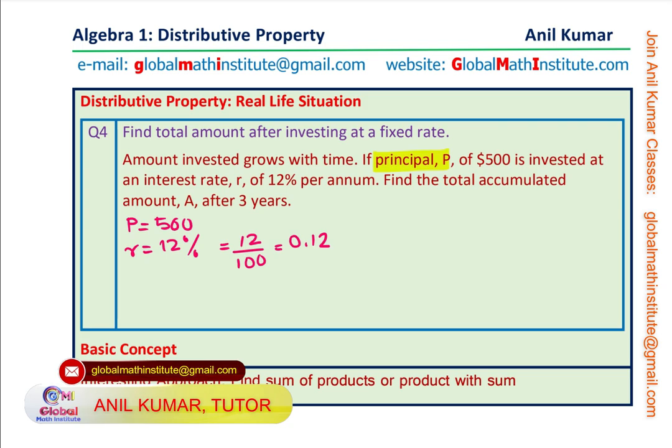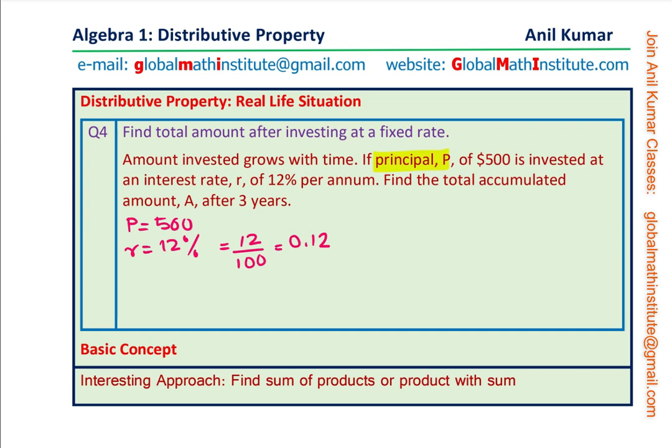Now this interest rate is per year, per annum. So every year on the money which you invest, you get 12%. So this is a kind of simple interest we are working on. Now it says find the total amount accumulated, A, after 3 years. So after 3 years we'll get some interest. We have the principal amount with us, and then interest will be earned, which is proportional to the amount invested: PRT, where T is in years. You get the formula, right?